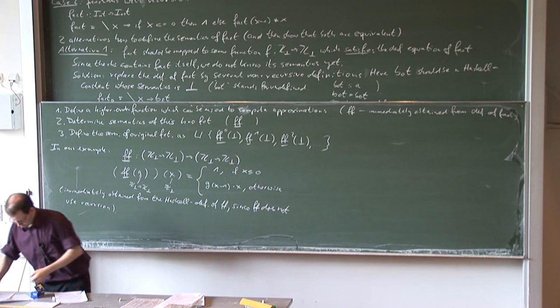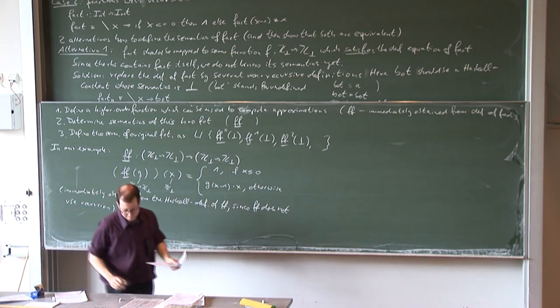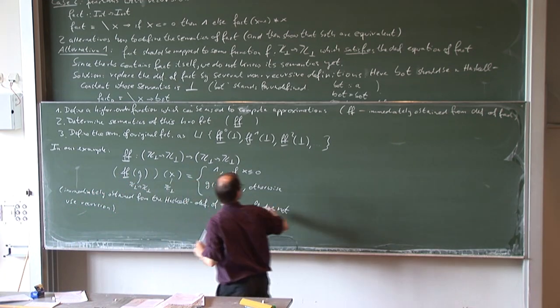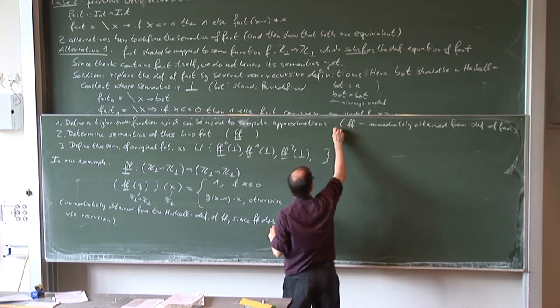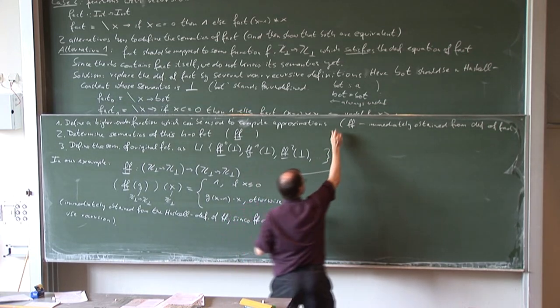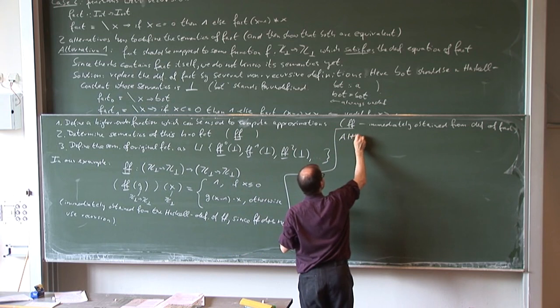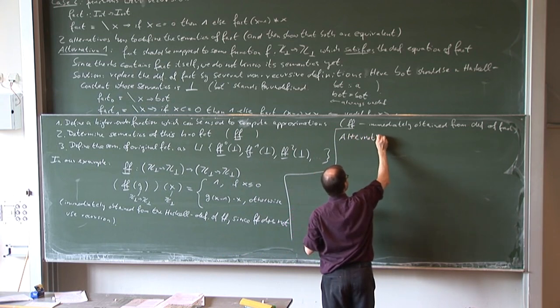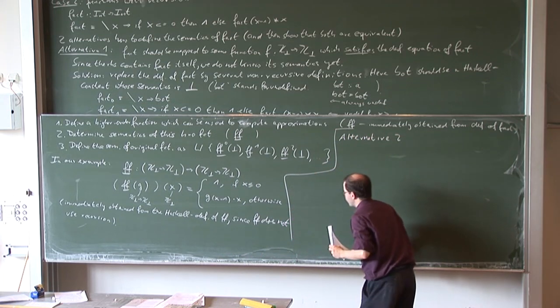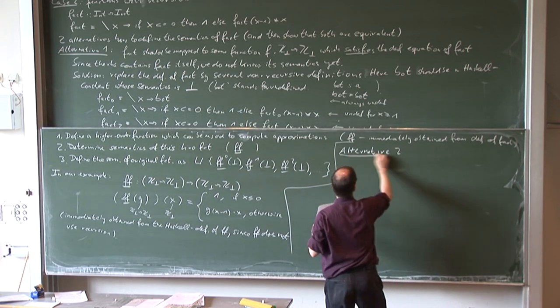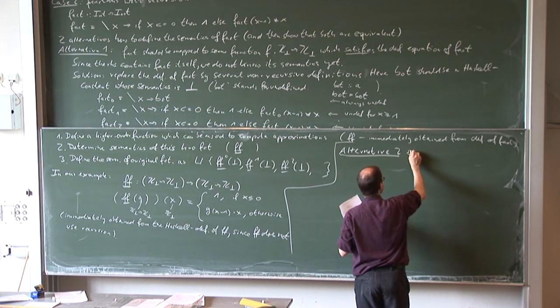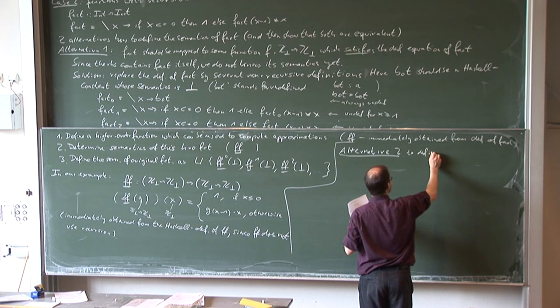Now comes the other alternative. So this is alternative 2, alternative 2 to define the semantics of fact.